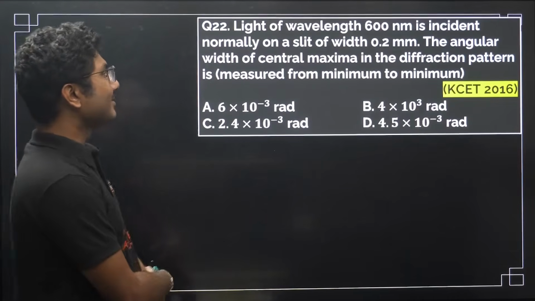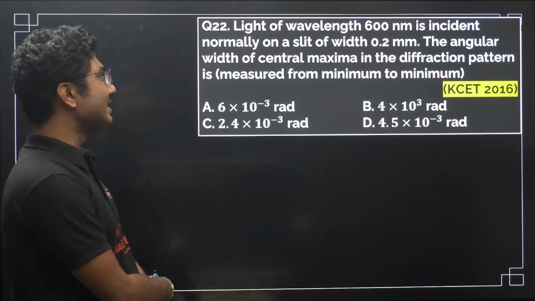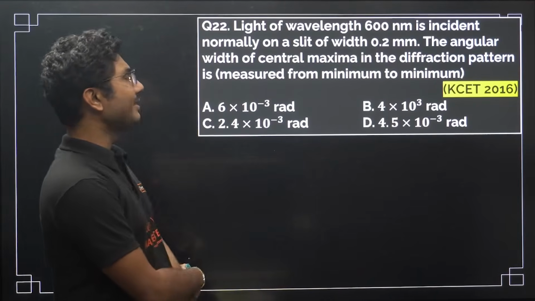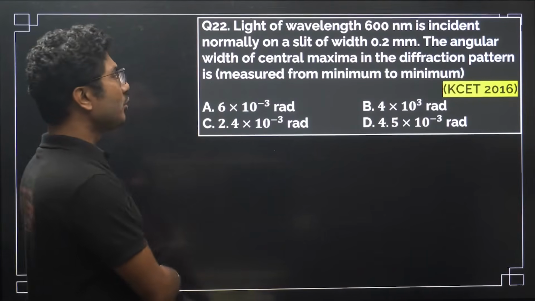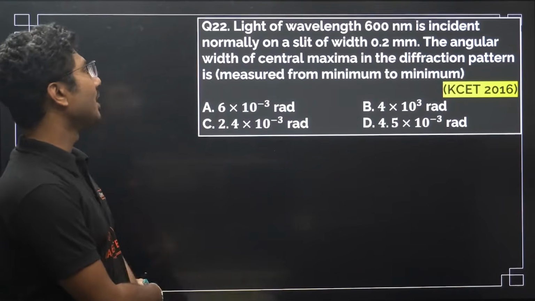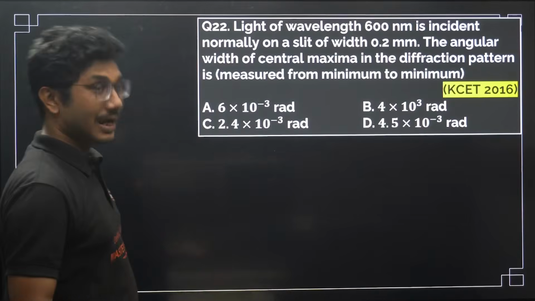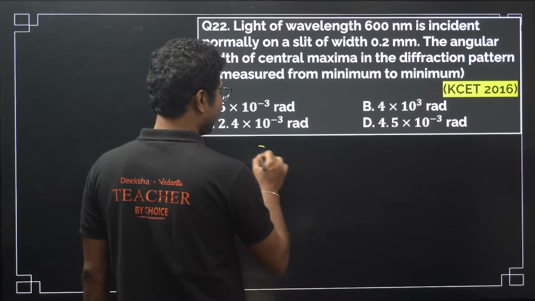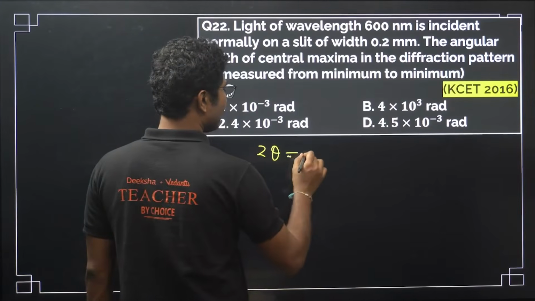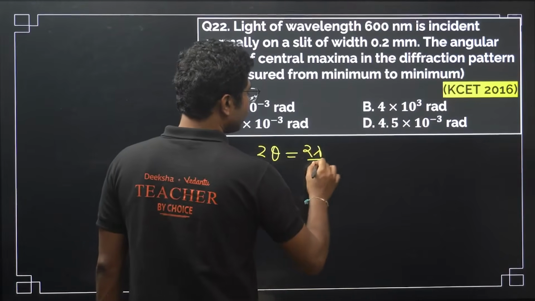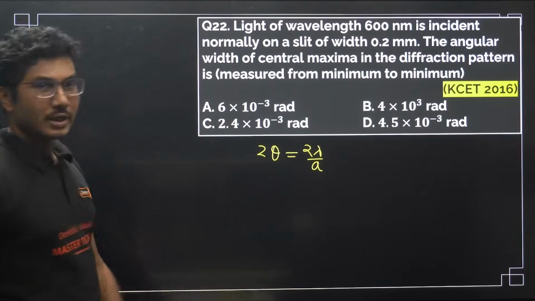Light of wavelength 600 nanometer is incident normally on a slit of width 0.2 millimeter. The angular width of the central maximum in the diffraction pattern is? The angular width in the diffraction pattern is given by 2 theta equals 2 lambda by a. This is the total angular width.